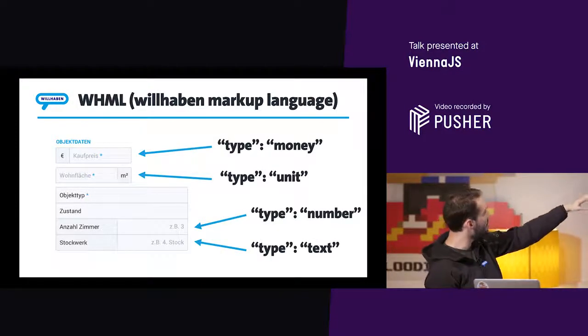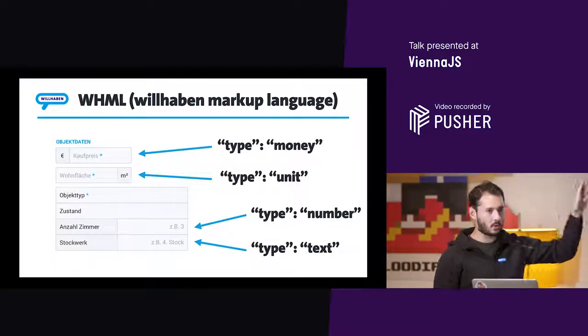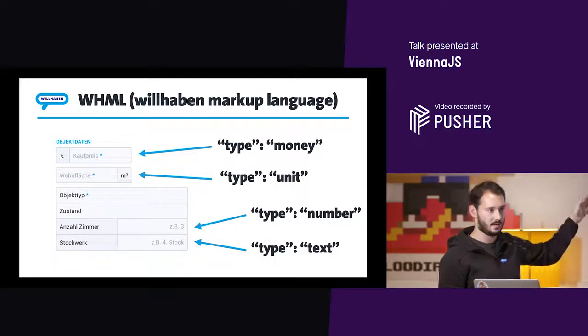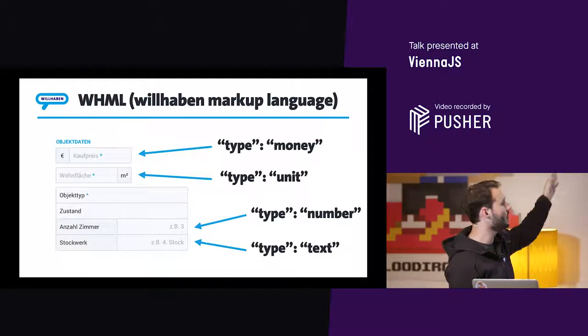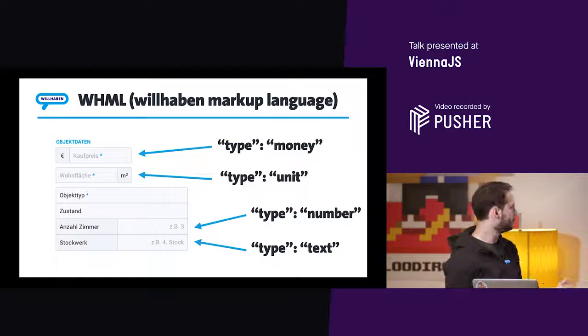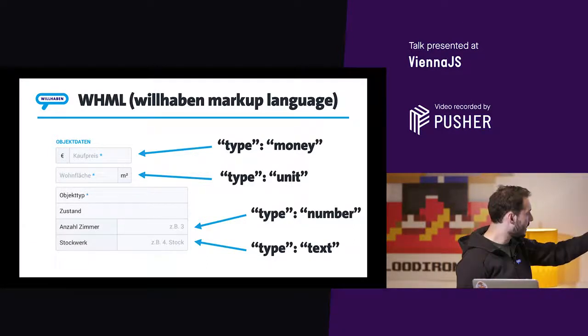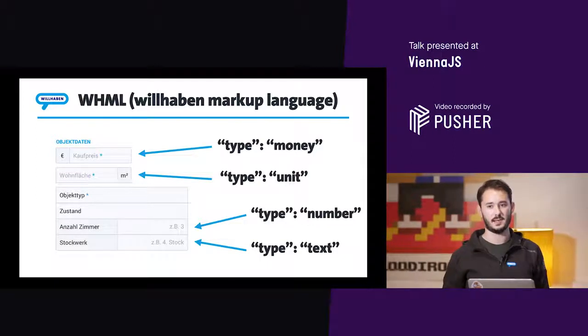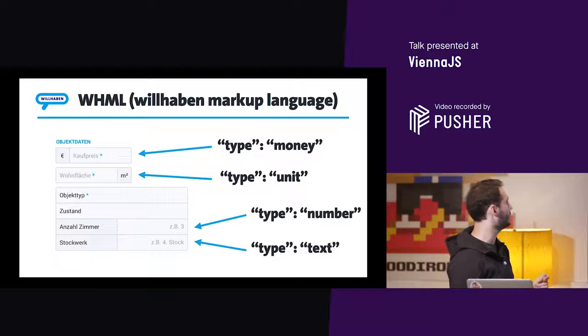For example, type money, we know that the label is on the right side and the money is always on the left side, at least in Austria. Type unit, we want the label on the right side. Type number only allows numbers. Type text allows every character. Every piece of information, we know it by the markup language.